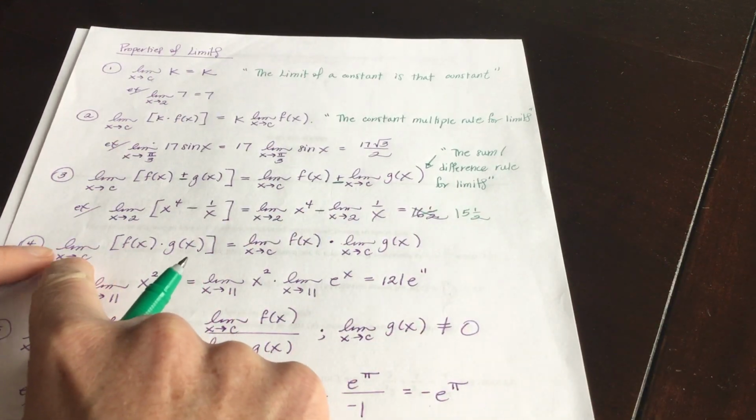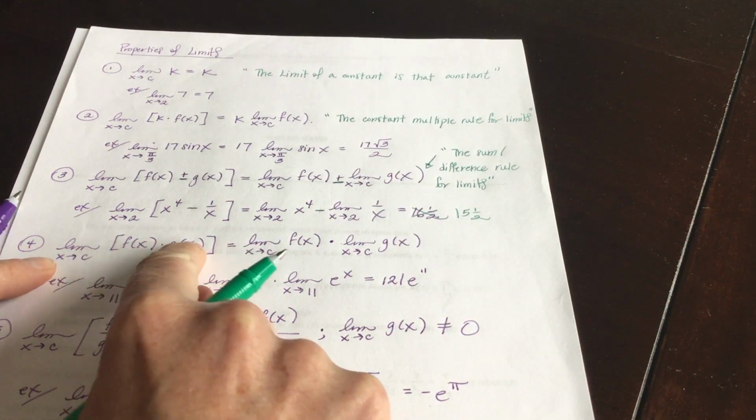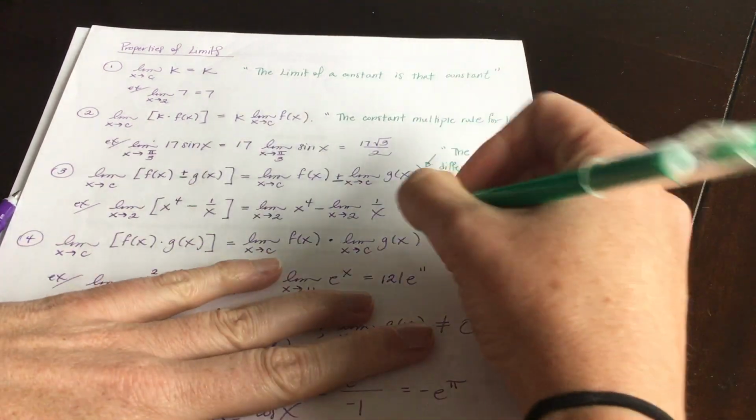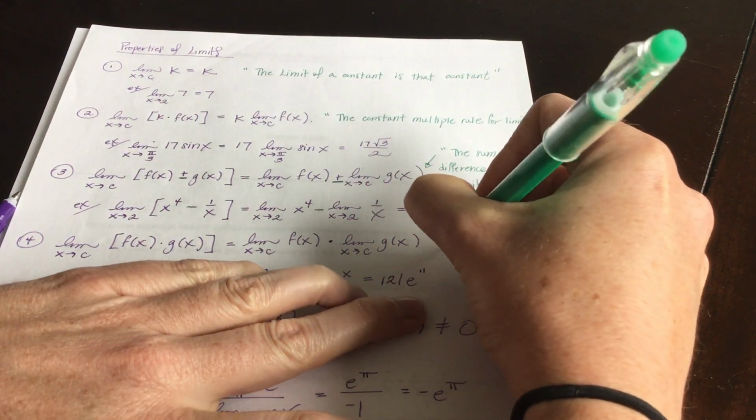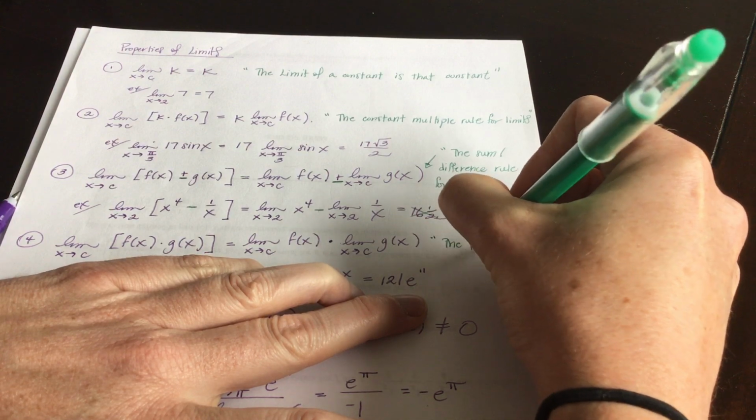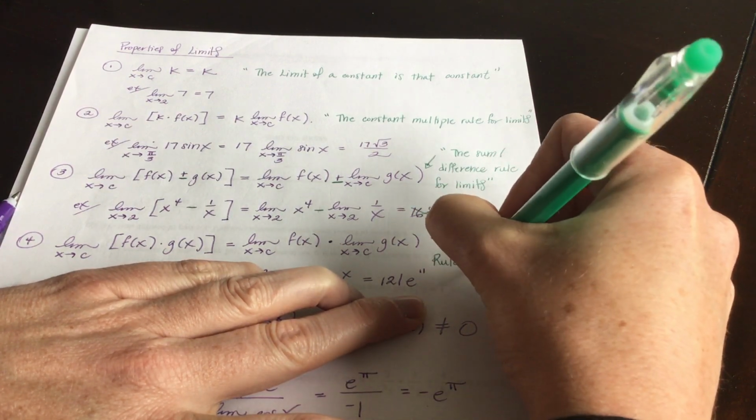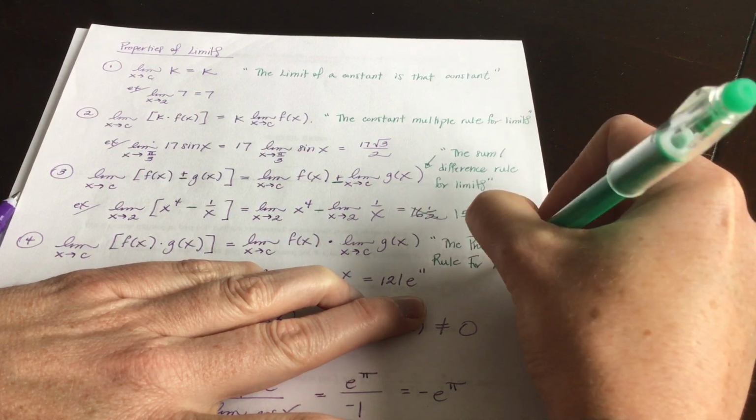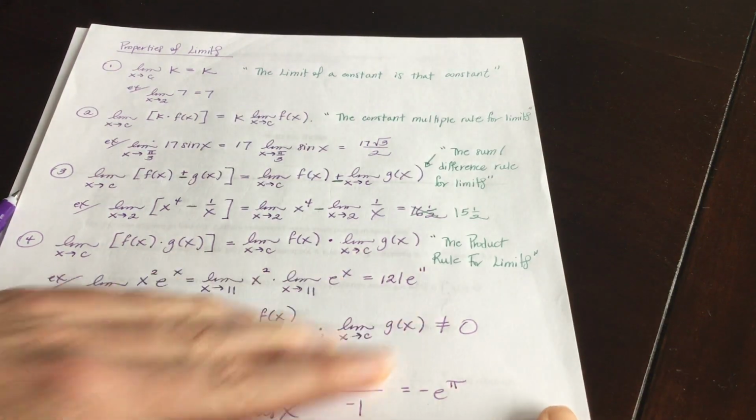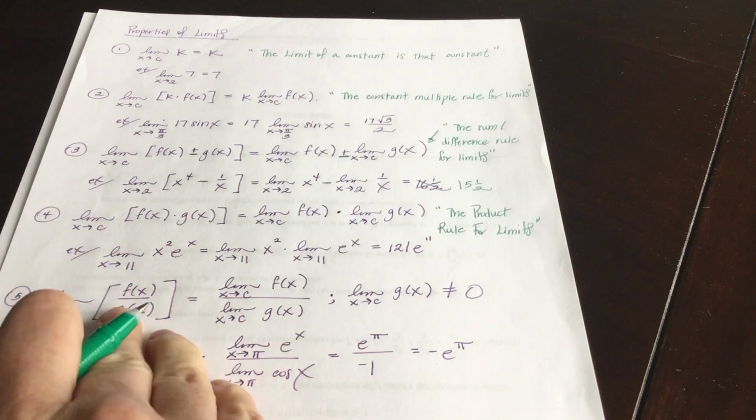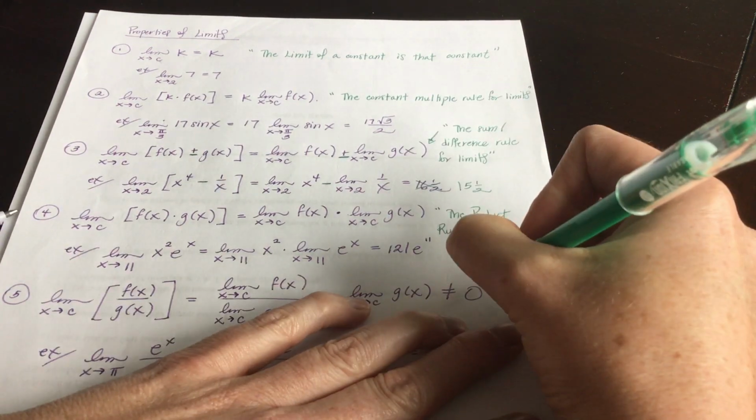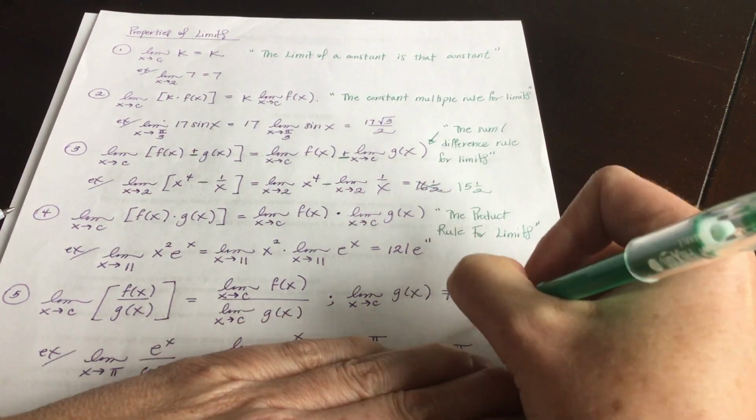And this property where you can distribute the limit over multiplication between two functions of x. Yep, the product rule for limits. And last one, yep, the quotient rule for limits.